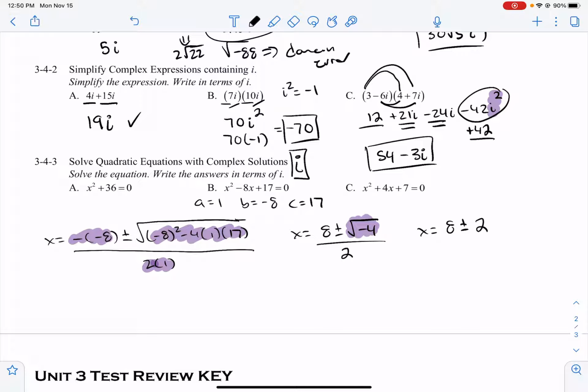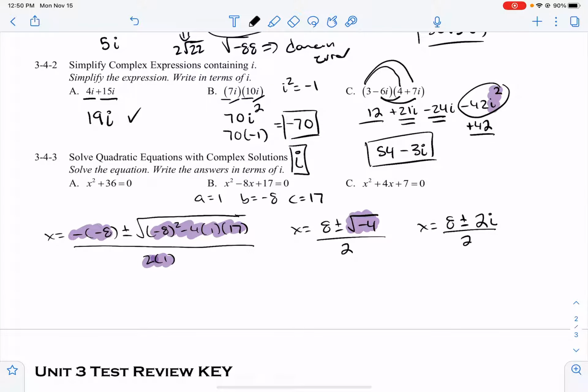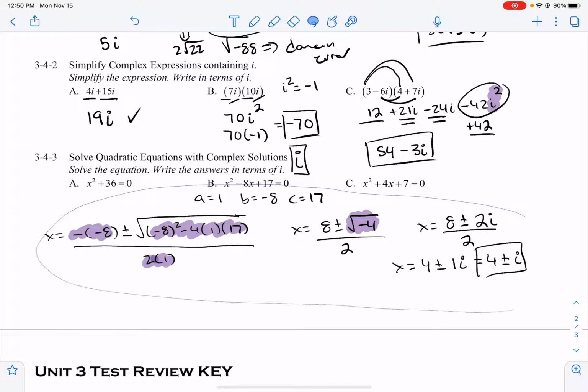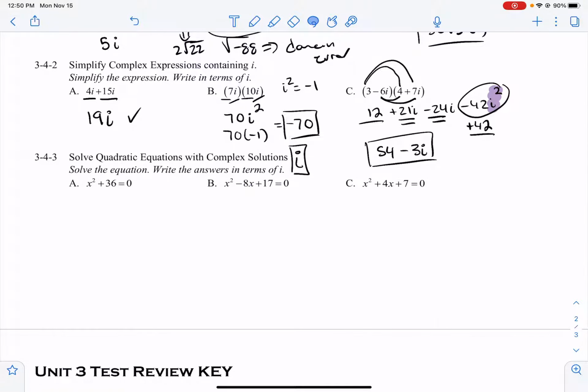But it wasn't a positive, it was a negative, so I have to add an i to my answer. All divided by 2, which is nice because that means 8 divided by 2, that's just 4, plus or minus 2 divided by 2 is 1i, so I just get 4 plus or minus i as my answer for that one. Okay, let's do one more example, and then you will be ready for the test, right?